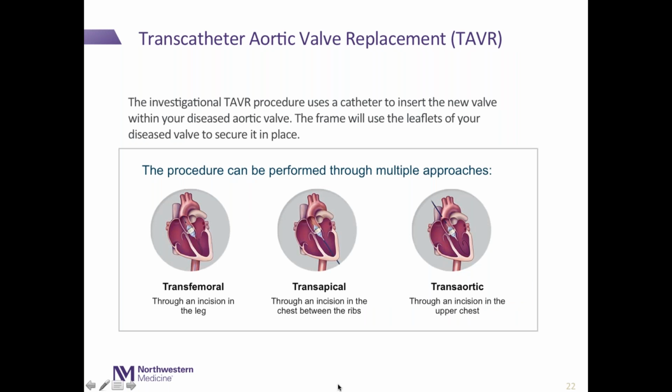The study group is the TAVR group, so the transcatheter aortic valve replacement group. And this is the procedure that Dr. Davidson had previously described to you in high-risk patients, now being studied for patients with low risk for aortic valve replacement. This procedure can either be performed through the groin, which was seen on the animation, or it can be done through a transapical procedure through a small incision below the left breast, or through a transaortic procedure, also through a small incision through the upper right chest.